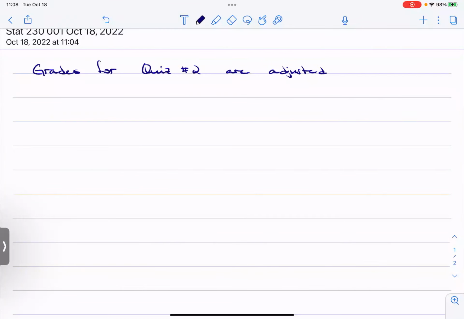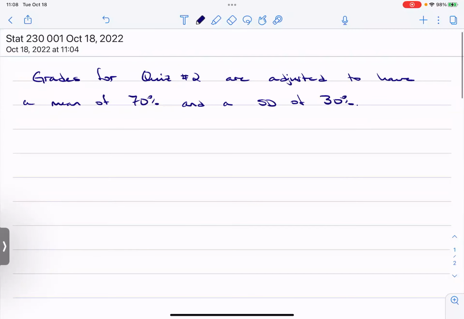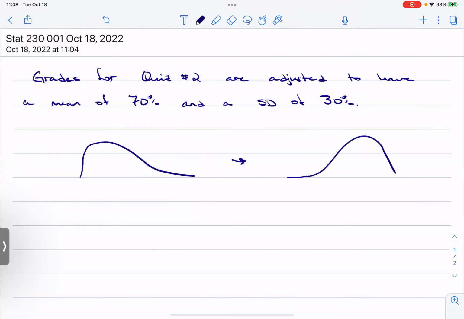So quiz number 2 grades are adjusted to have a mean of 70%. Maybe I shouldn't hand back that written work. And a standard deviation of 30%. So there was quite a spread. I'll say the distribution of grades went from this to this. That's nice of me, right? Wow.